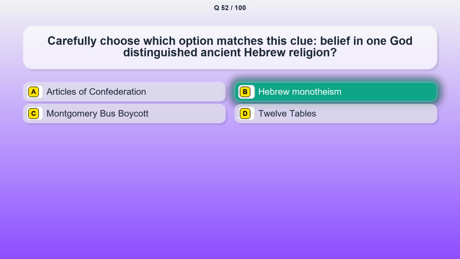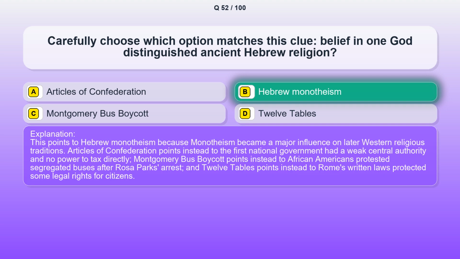The correct answer is option B, Hebrew monotheism. This points to Hebrew monotheism because monotheism became a major influence on later Western religious traditions. Articles of Confederation points instead to the first national government had a weak central authority and no power to tax directly. Montgomery bus boycott points instead to African Americans protested segregated buses after Rosa Parks' arrest, and 12 Tables points instead to Rome's written laws protected some legal rights for citizens.